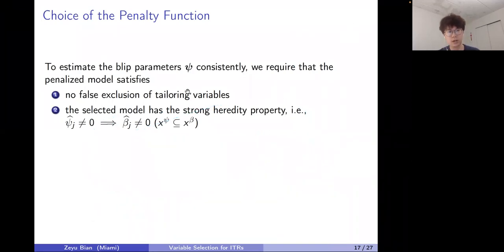The choice of the penalty function to estimate the Blip parameters consistently requires that the penalized model satisfies no false exclusion of tailoring variables, or a stronger condition, the variable selection consistency. And second, we also require the selected model to have a strong heredity property. That is, psi j can be estimated non-zero only if beta j is non-zero. And this is equivalent to the condition we posted before: Xi is a subset of X beta.